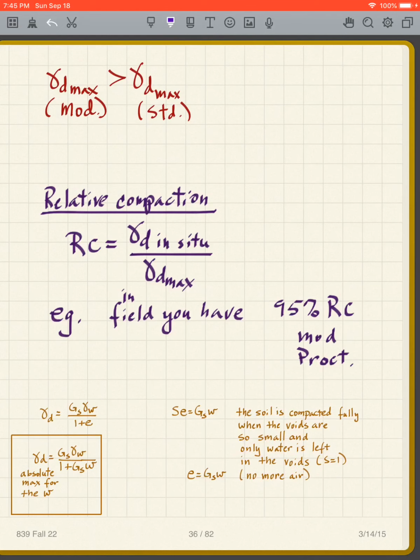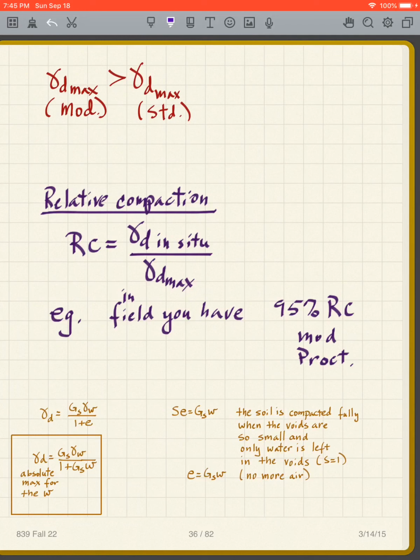We're just going to say we compact it so much that the water is completely filling all the voids. That means what? The saturation is 1. S equals 1. And if you remember our expression, S times E is equal to G sub S times W. If S is 1, then that means E is equal to G sub S times W.